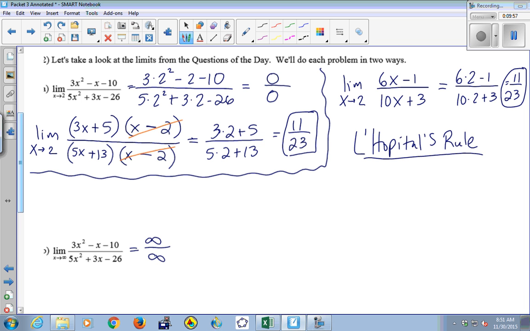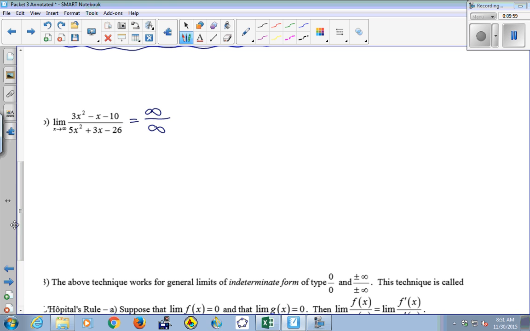So I could do my factor and cancel again, right? Or I could use the result you learned in pre-calculus, right? Remember when you think about the end behavior of a rational function, we'd say, well, look at... approximate, well, no, it's equal to.